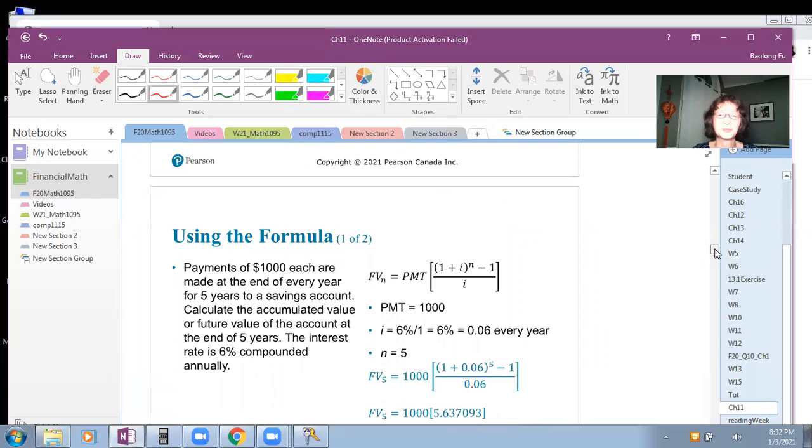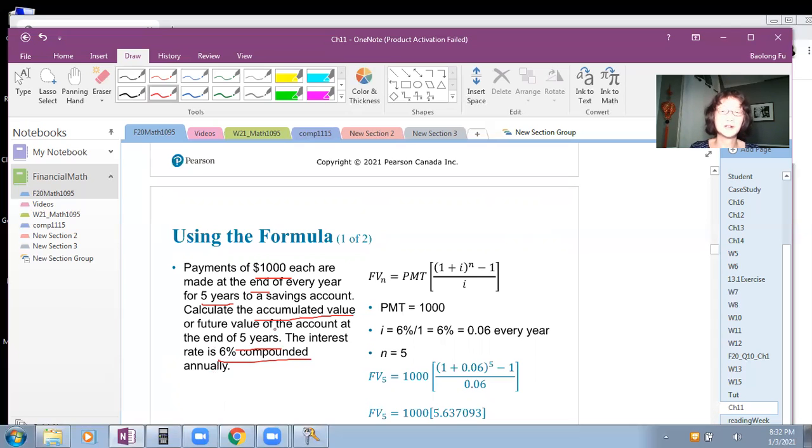So let's plug in the formula for this example. The same example we used before. Payment of 1,000 each are made at the end of every year for 5 years to a saving account. Calculate the accumulated value, the future value of the account at the end of 5 years. Interest is 6% compounded annually.